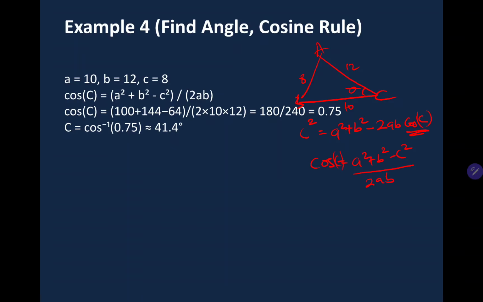Okay, so now all we have to do is to substitute in the numbers in the formula. So we have where A is equal to 10, B is equal to 12, and C is equal to 8. Okay, so all we have to do now is put that in our formula.